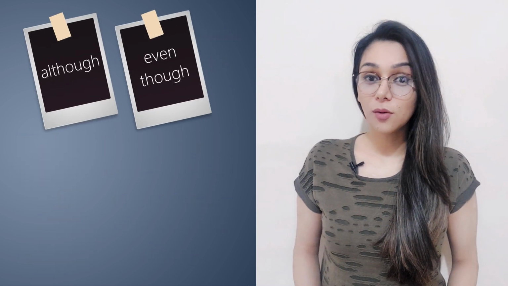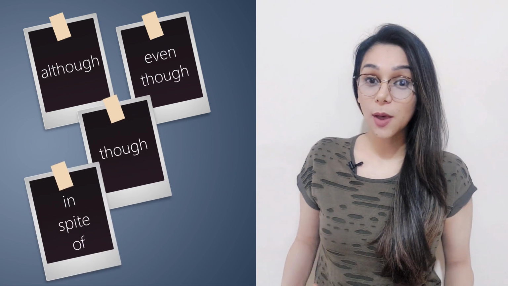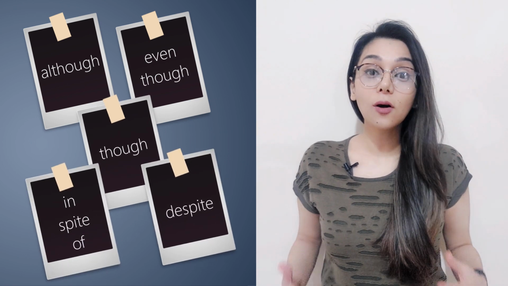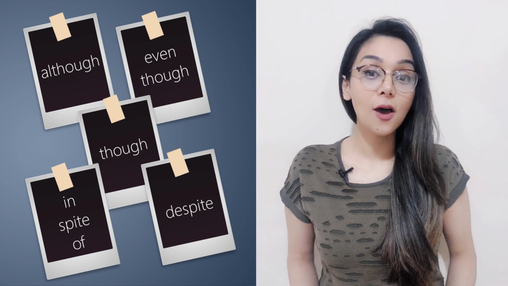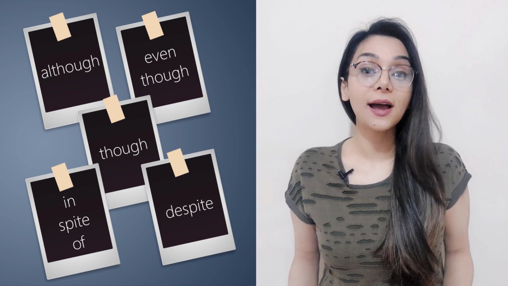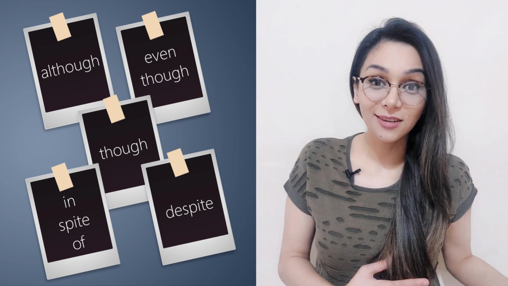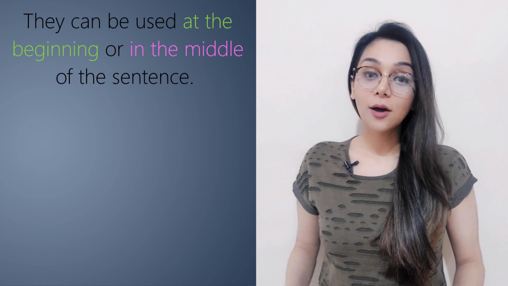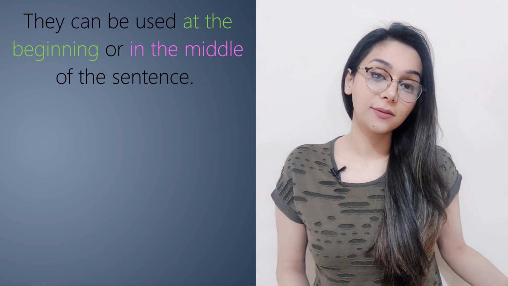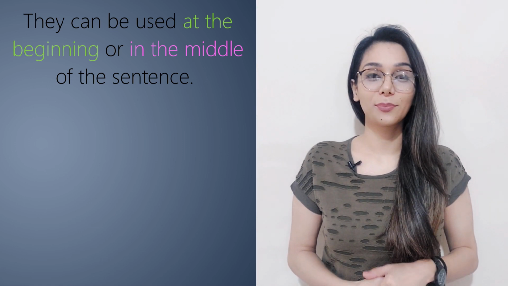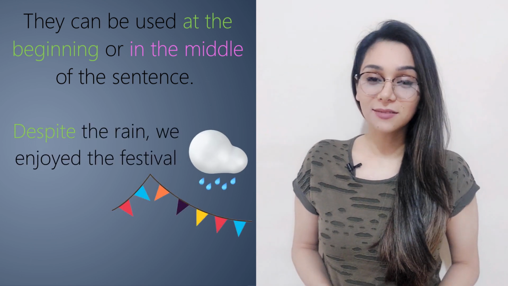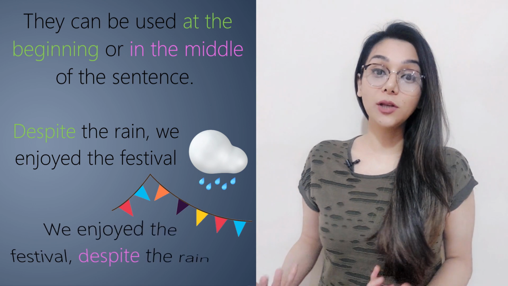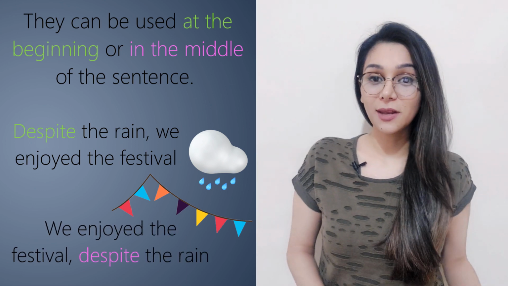Although, even though, in spite of, and despite are all used to link and connect two contrasting ideas or show that one fact makes the other fact surprising. They can be used at the beginning or in the middle of the sentence. For example, despite the rain, we enjoyed the festival. Or, we enjoyed the festival despite the rain.